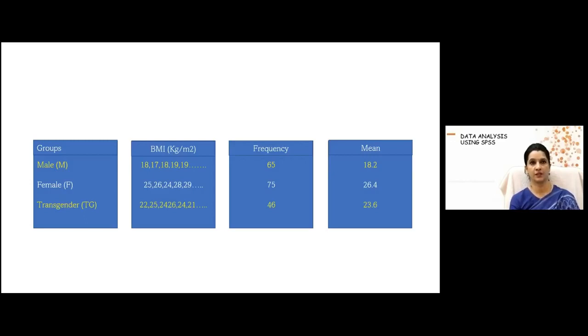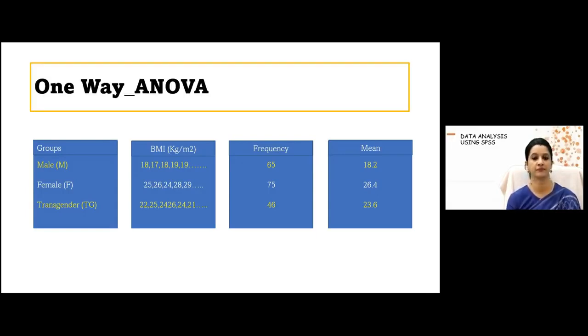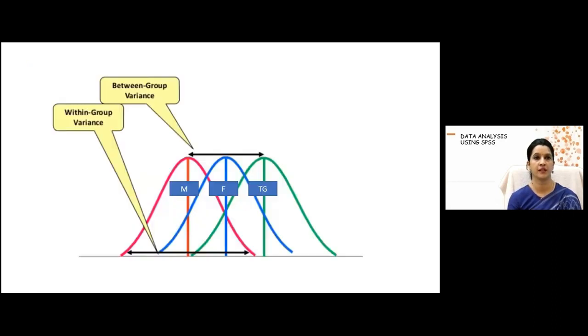Now see this situation. Instead of 2 groups, now we have got 3 groups: male, female, transgender. Yes, the frequencies are different, and the mean is 18.2, 26.4 and 23.6. Yes, so for this, we will use the one-way ANOVA. So now in one-way ANOVA, we need to understand a few concepts.